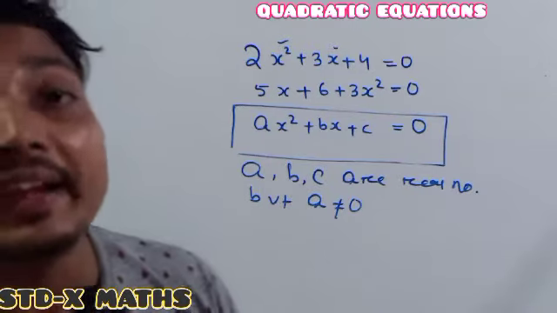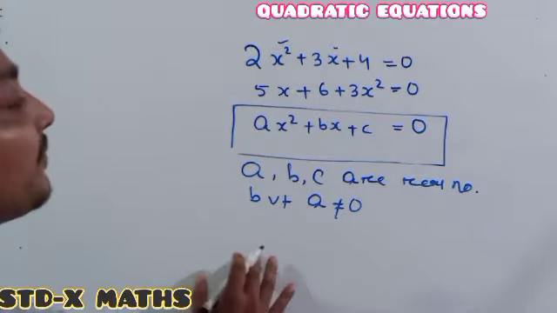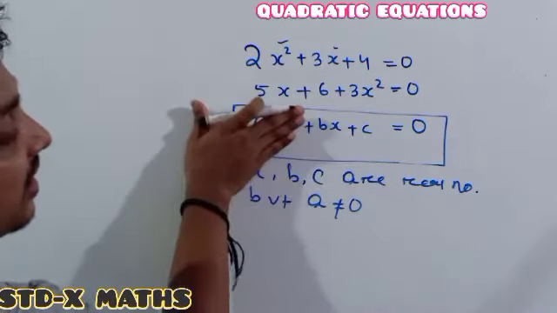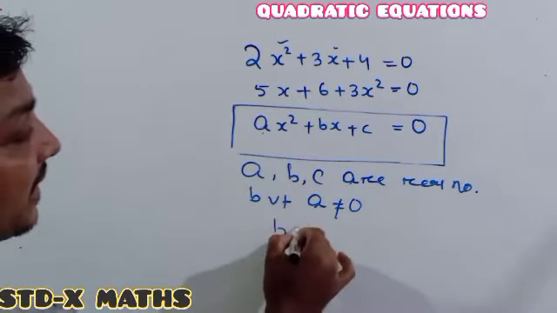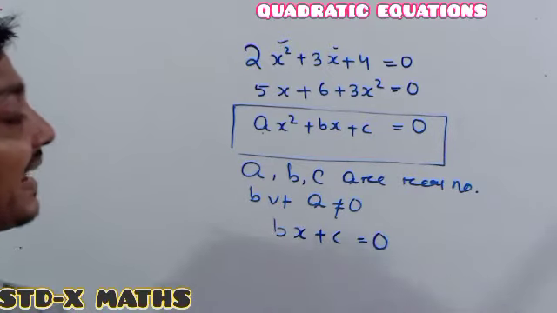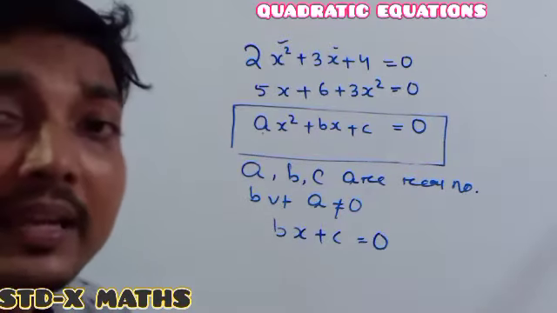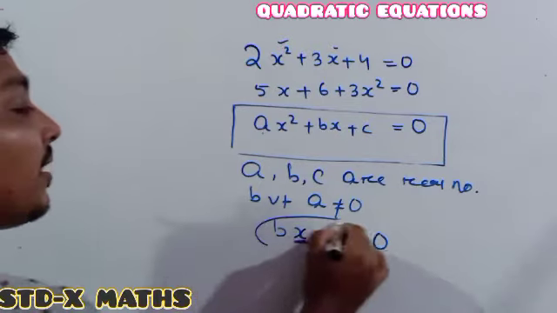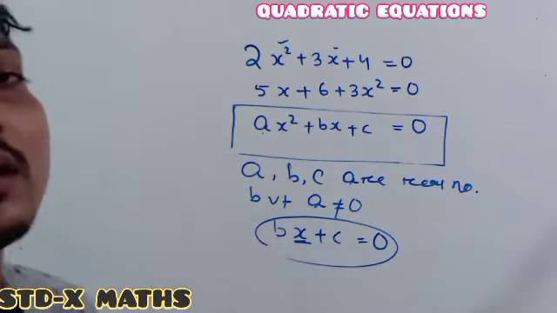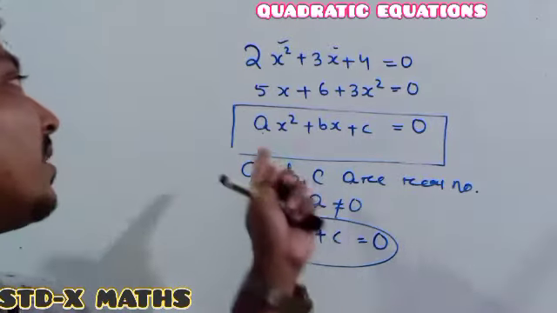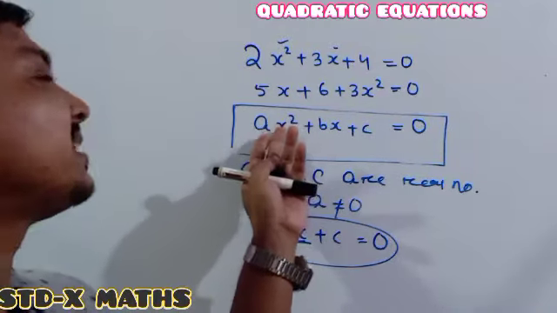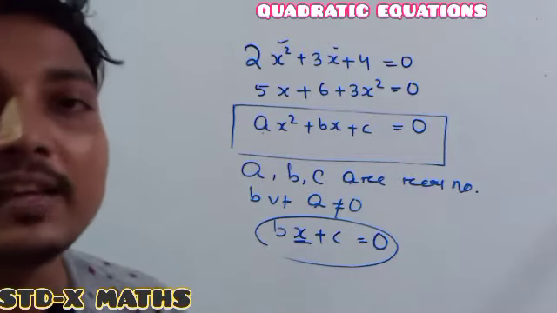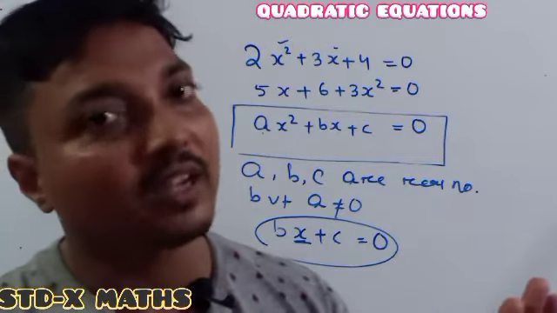Suppose someone asks, sir, why a is not equal to 0? Suppose a is 0, what will happen? 0 into x square means this term becomes 0, so the equation becomes bx plus c. Can I call this a quadratic equation? No, because here the highest power of the variable is 1, so we call it a linear equation. But our topic of discussion is quadratic. So whenever the coefficient of x square is 0, this term vanishes, and at any cost a should not be 0. Perfectly understood the definition first, clear?